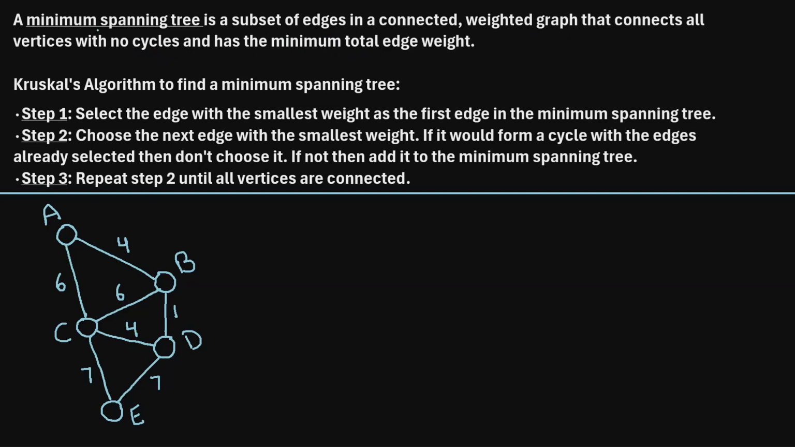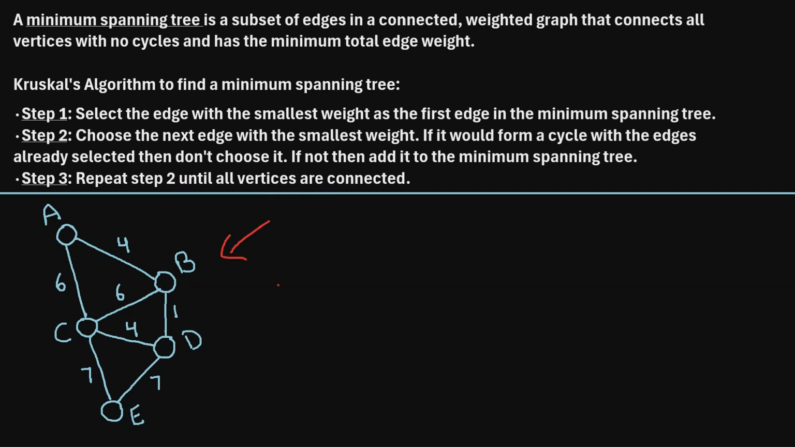Now, to find this minimum spanning tree, we can use something known as Kruskal's algorithm, which uses the following three steps. Step 1 is select the edge with the smallest weight as the first edge in the minimum spanning tree. Step 2 is choose the next edge with the smallest weight. If it would form a cycle with the edges already selected, then don't choose it. If not, then add it to the minimum spanning tree. And step 3 is we just repeat step 2 until all of the vertices are connected. So let's jump into an example and see how we can actually use Kruskal's algorithm.